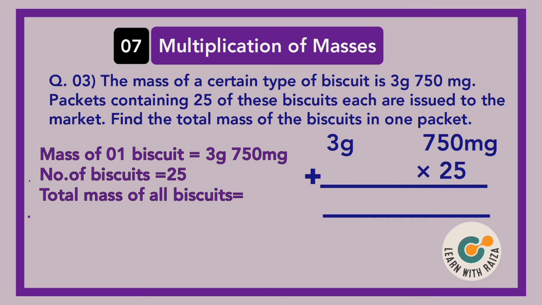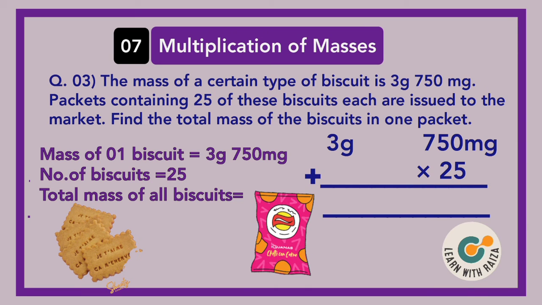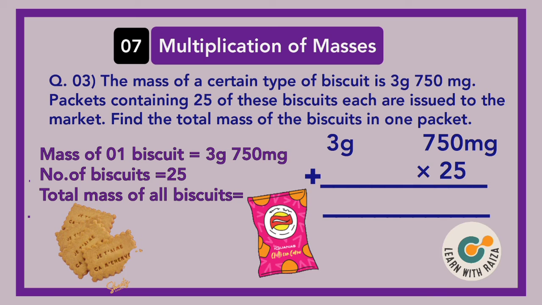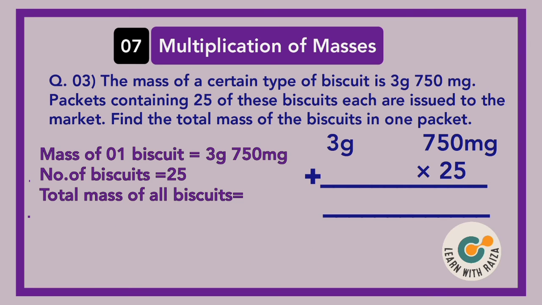Now let's move to the third question. The mass of a certain type of biscuit is 3 grams 750 milligram. Packets containing 25 of these biscuits each are issued to the market. Find the total mass of the biscuit in one packet. Now listen, there are 25 biscuits in this packet. Mass of one biscuit is 3 grams 750 milligram. So if one biscuit is that much, 25 biscuits are how much? Yes, you have to multiply.